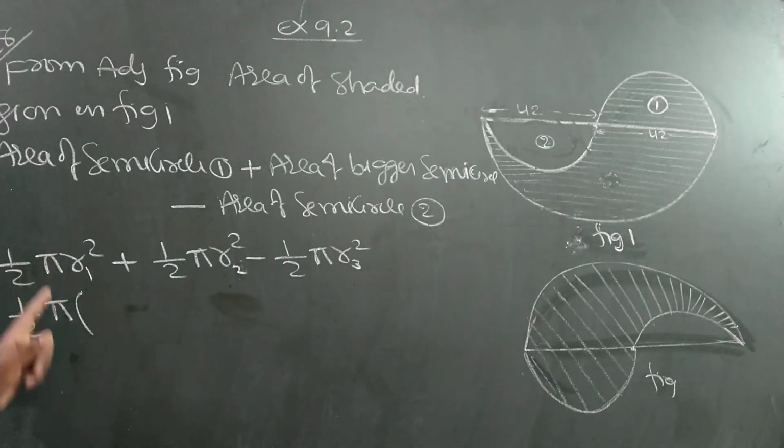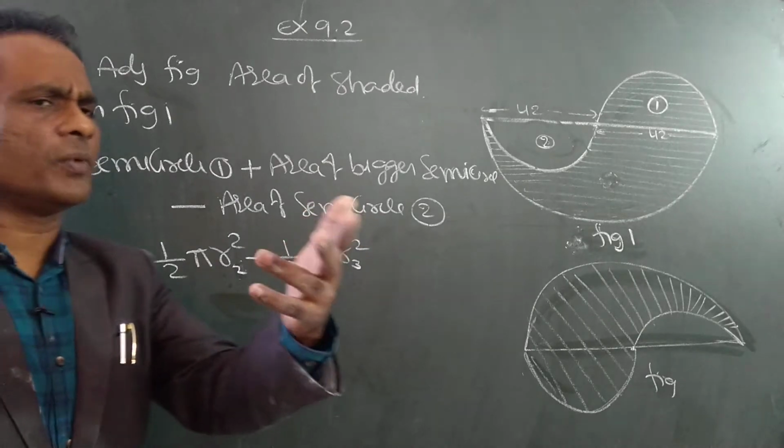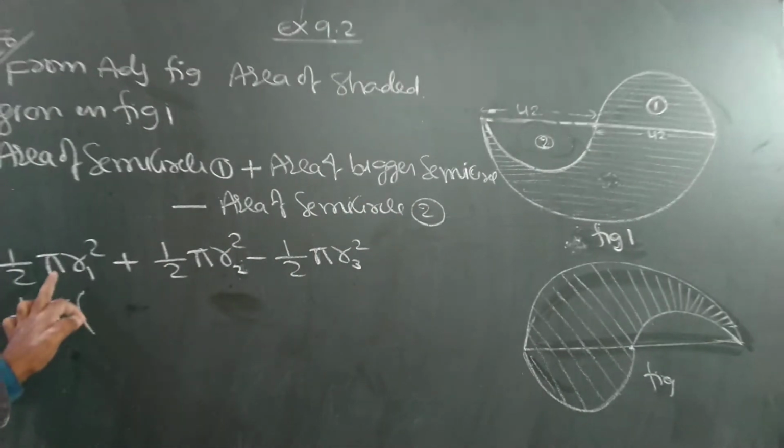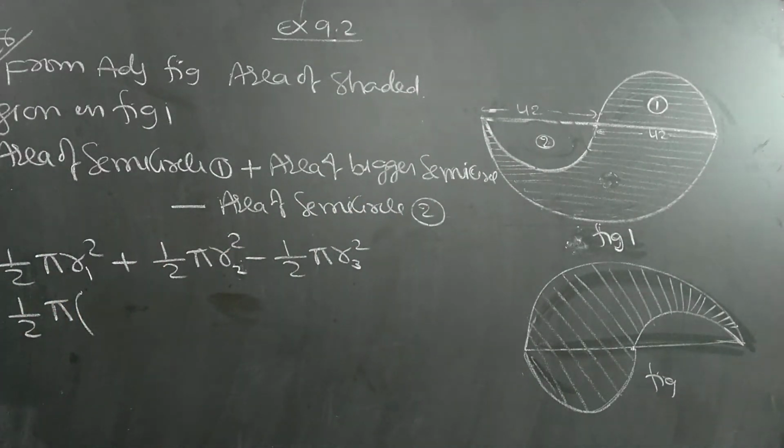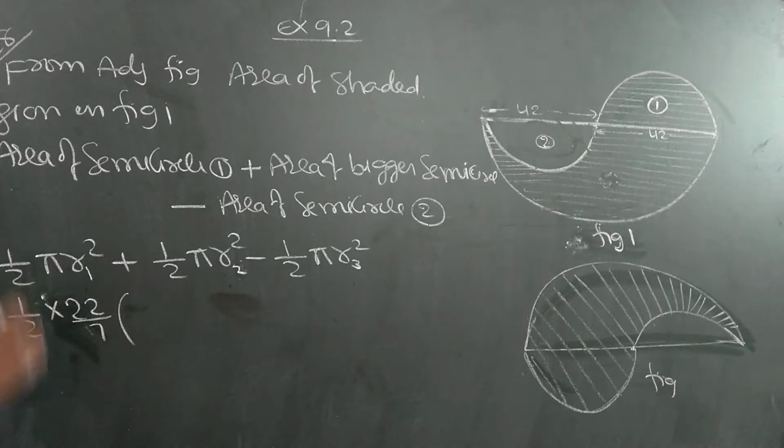Now this step is very important. Semicircle is half pi r square, that you know. It is very simple. Pi means we can write the value. Pi is 22 by 7. Half pi is 22 by 7.